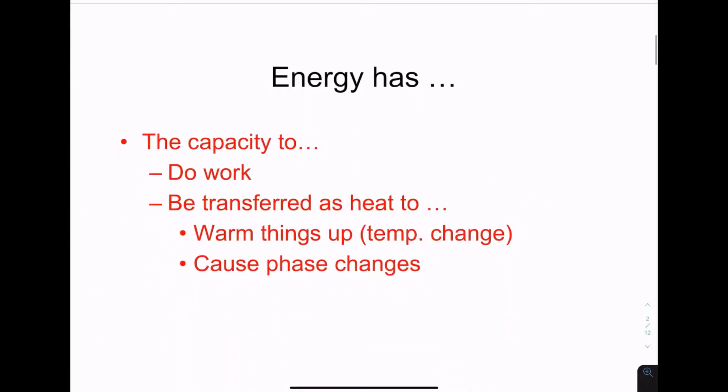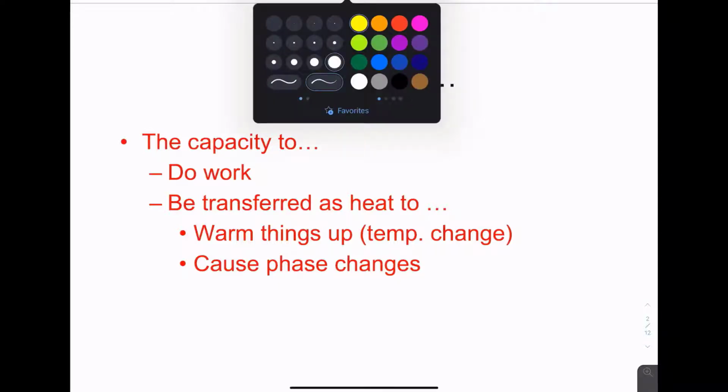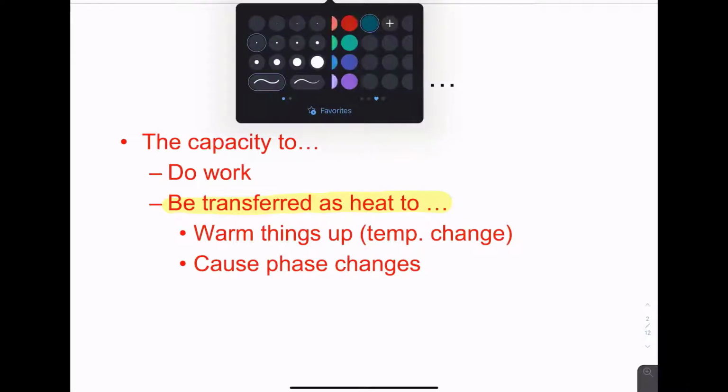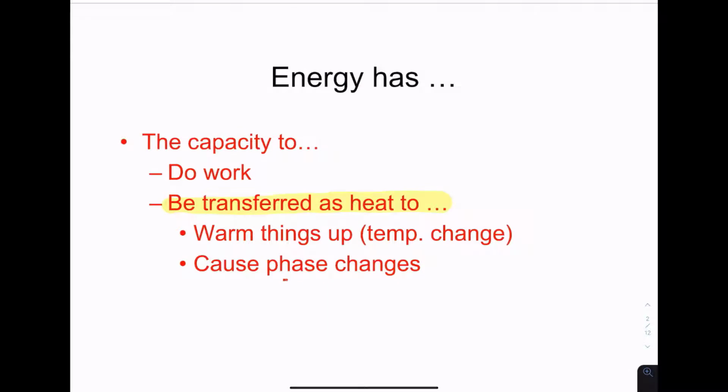Okay, so we've been talking about energy for a week now. We've learned mostly that energy can be transferred as heat to warm things up, right? That's what we talked about mostly in our lecture on global warming, right? So we can see that energy can definitely warm things up even if that energy is literally just IR light. We're going to learn that energy has the capacity to cause phase changes as well.